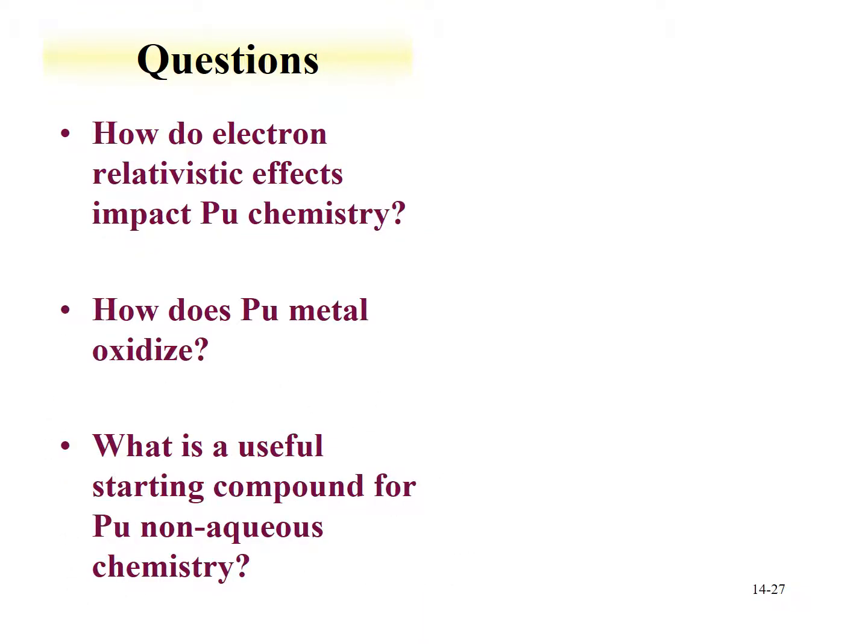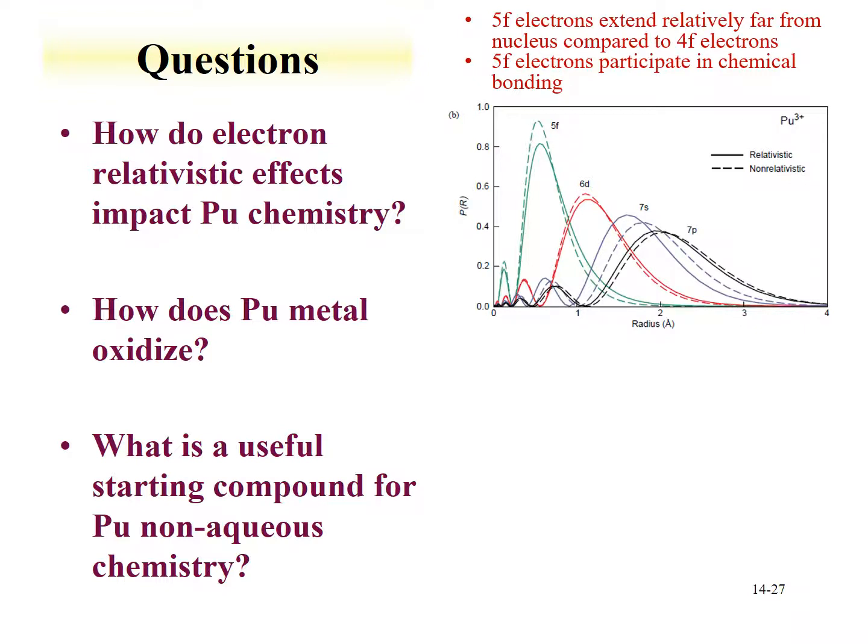So, how do relativistic electrons affect plutonium chemistry? Well, we see that the 5f electrons are actually extended farther from the nucleus compared to the 4f electrons, and these 5f electrons can then participate in chemical bonding. As an example, here's the relativistic and non-relativistic computations for the different electron orbitals for trivalent plutonium.